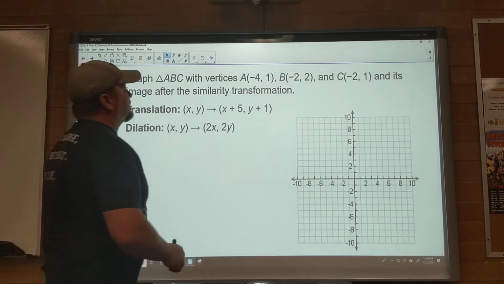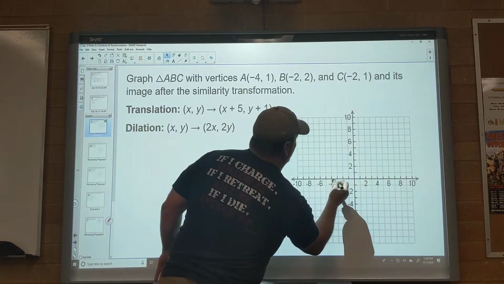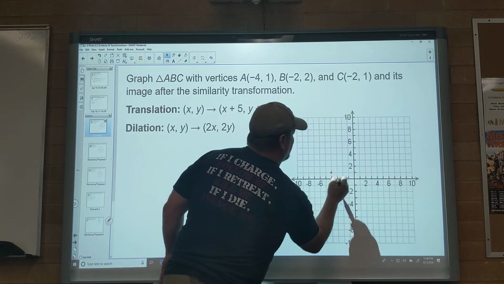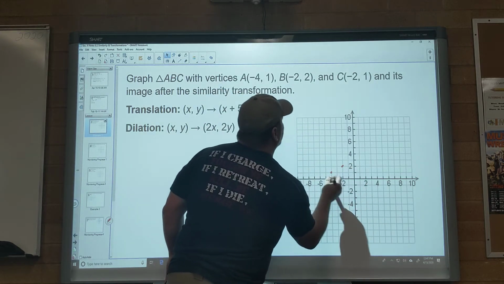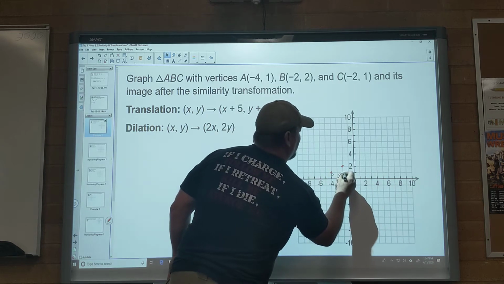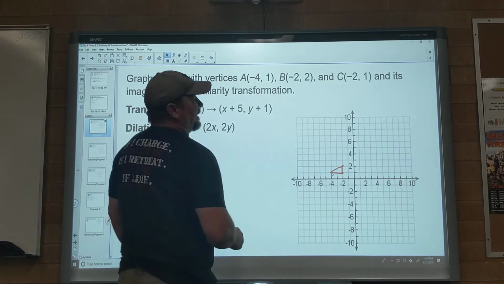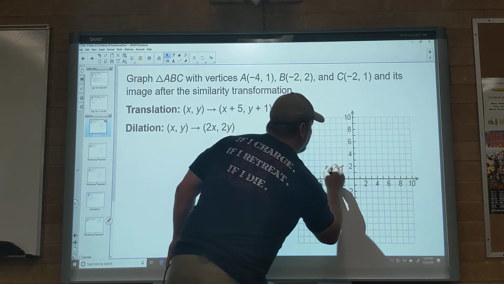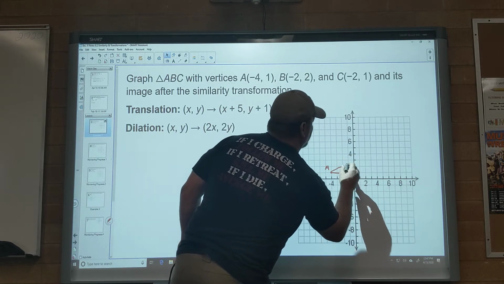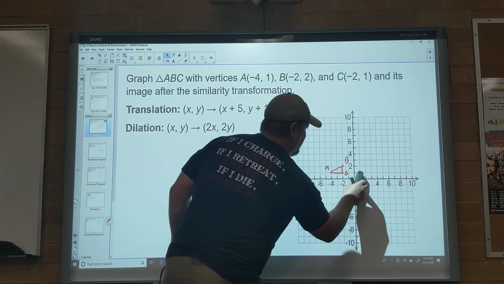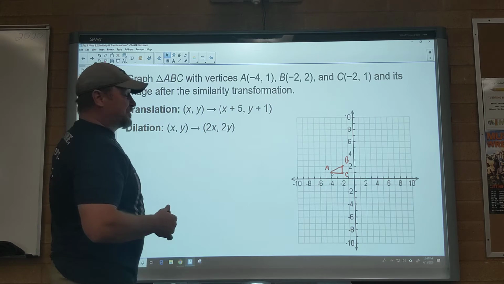All right, so the 4 is negative, so A is -4 and then up 1. We'll do this one in red to start, and then we're going to go -2 and up 2, and then we're going to go -2 and up 1. This is a really small right triangle, and that is our shape. And if I wanted to, I can go A, then B, and C is the original first one. Okay, didn't want to mess up my picture too much.